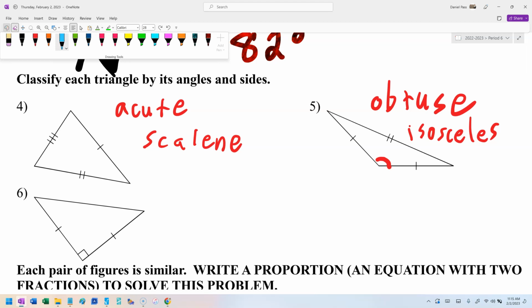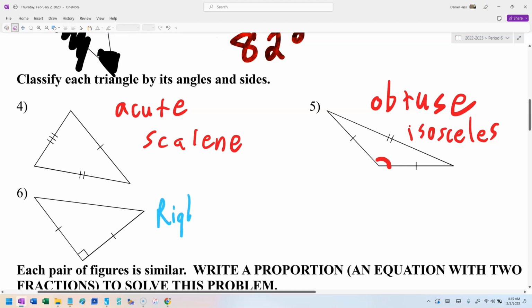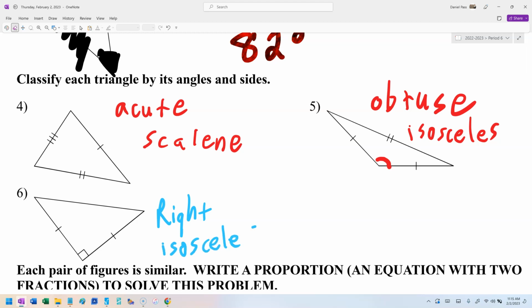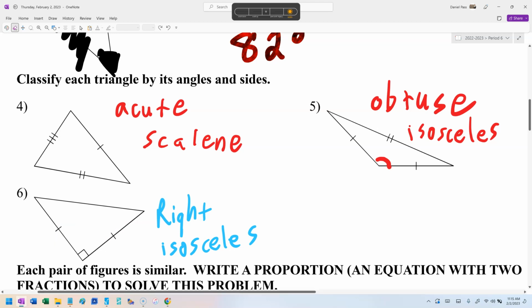Go ahead. Number 6 is a right angle. Yes, there's a right angle, so that makes it a right triangle. And then what else? And it's isosceles. So it's also isosceles. Because why? Because the two other angles that aren't right angles are acute. No, it's because these sides are the same. They have to be the same, not because they're acute. Because in a right triangle, they'll always be acute, but it might not be isosceles. Okay? All right.